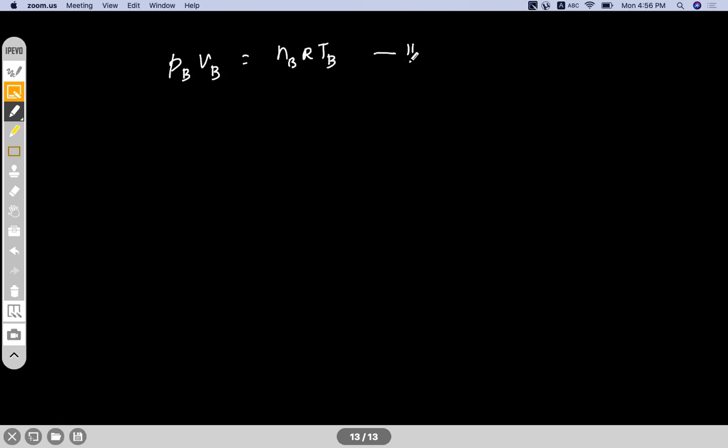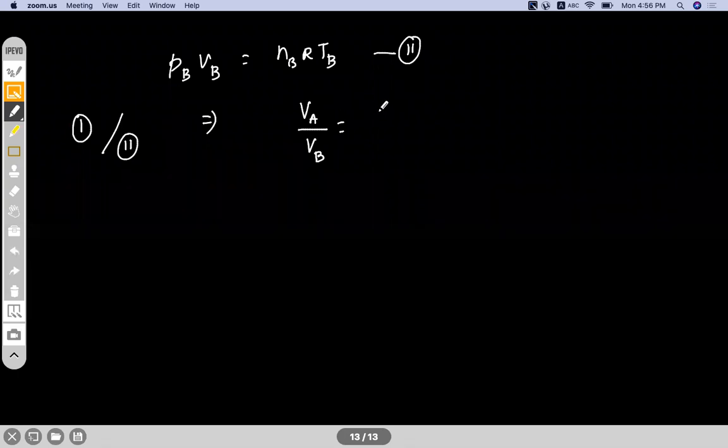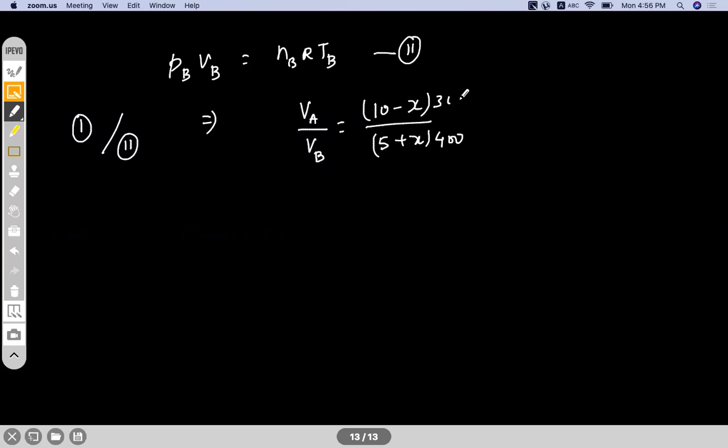This is equation 2. To solve these two, we divide 1 by 2. So PA and PB both are equal, so VA divided by VB equals nA by nB, which is 10 minus x divided by 5 plus x, times TB by TA. TB is 400 and TA is 300. Volume is given already. You can solve this for x. Tell me the value of x that you are getting here.